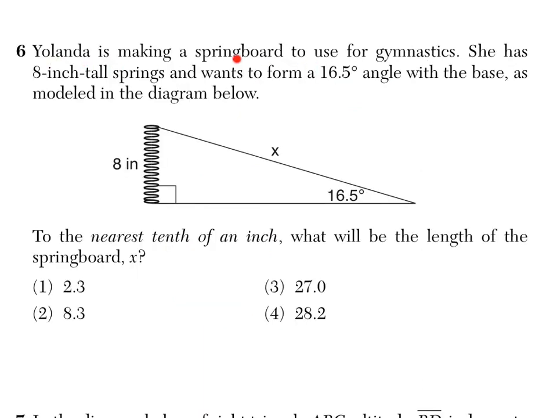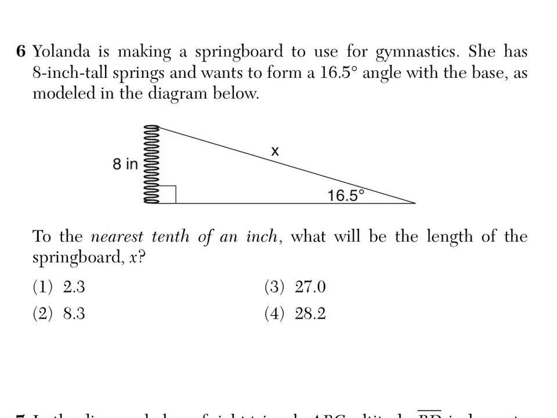Question 6 says, Yolanda is making a springboard to use for gymnastics. She has 8-inch tall springs and wants to form a 16.5-degree angle with the base, as modeled in the diagram below. To the nearest tenth of an inch, so we're going to be rounding, what will the length of the springboard be at x? What is the length of this side of this right triangle right here?